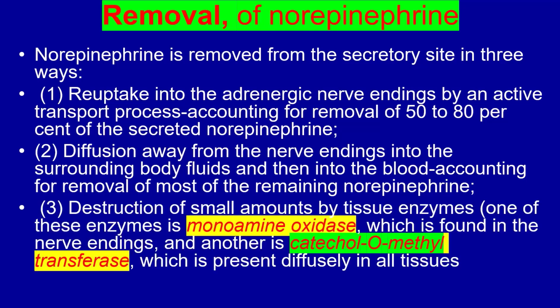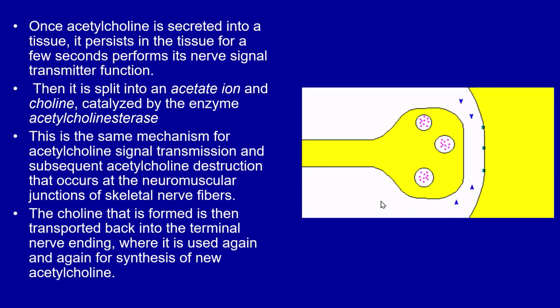The third is destruction by a small amount of tissue enzymes. One of the enzymes is monoamine oxidase, which is found in nerve endings, and another is catechol-O-methyl transferase, which is present diffusely in all tissue. So these two enzymes are responsible for the destruction of the remaining norepinephrine, which is released during activation of these neurons.